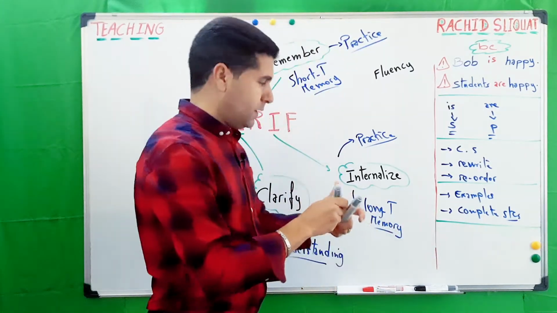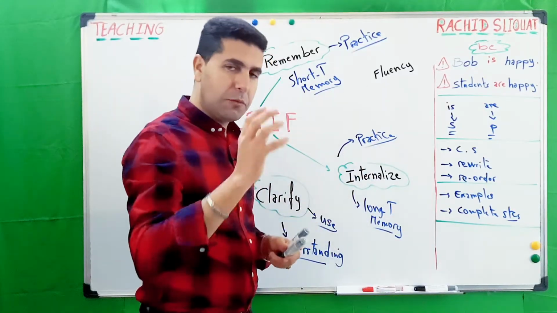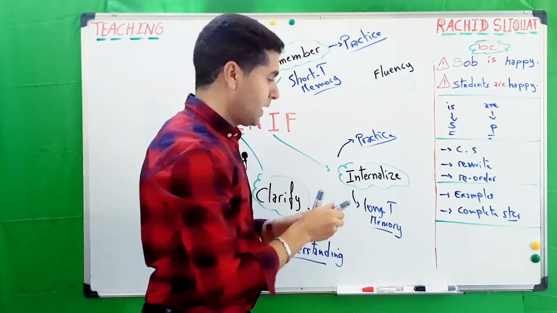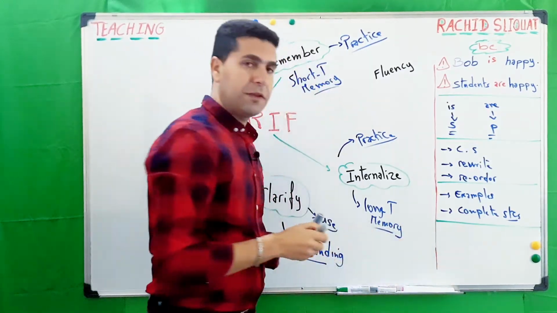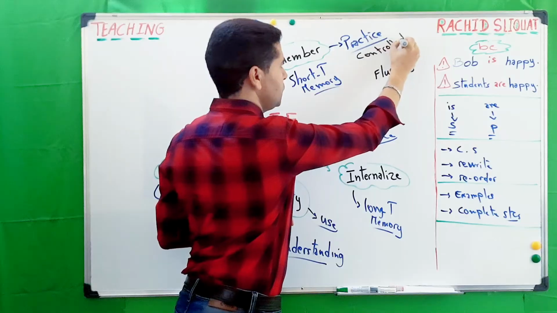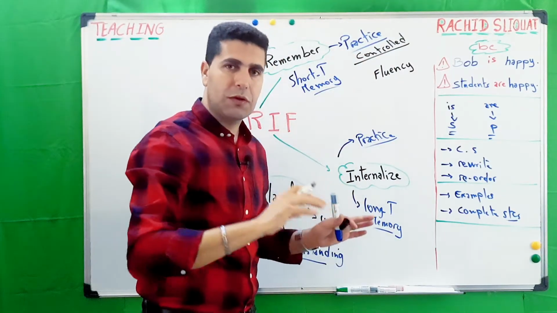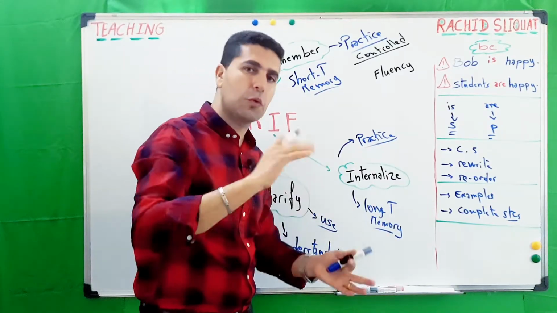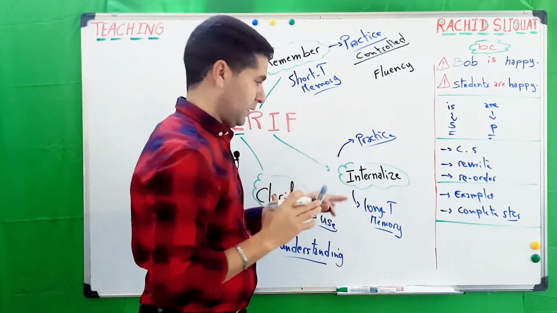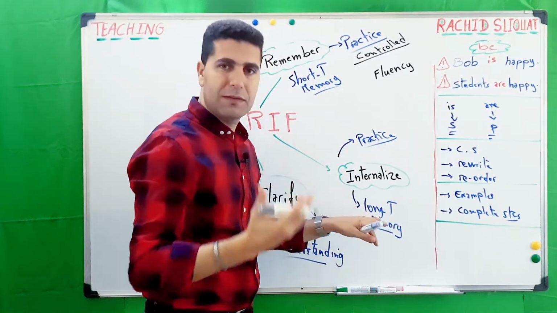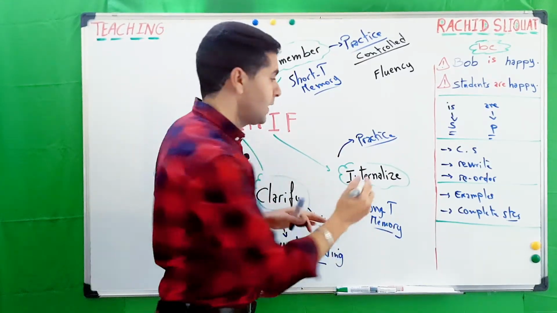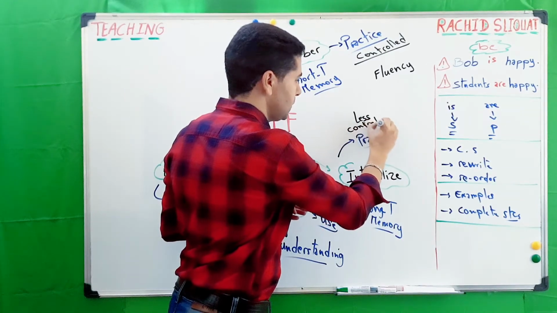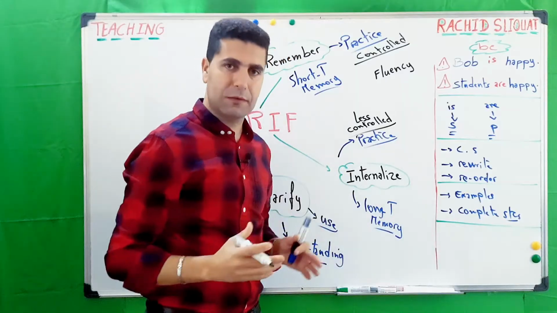Okay, the last one, which is fluency. Now, before we go to fluency, here we have practice and here we have practice. Very simply, this is something that we can consider as controlled. So this is a controlled practice when you ask students to complete with "is" or "are", to rewrite sentences, to reorder words. But this one here, storytelling, information gap, role play, is less controlled, okay? It is less controlled practice.